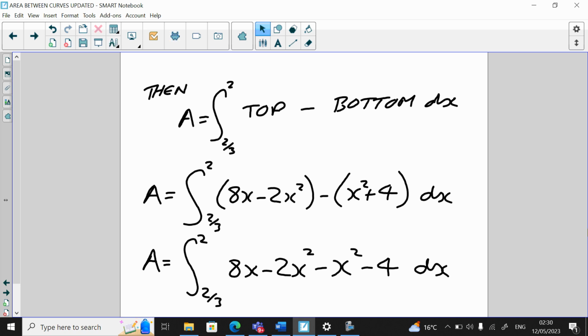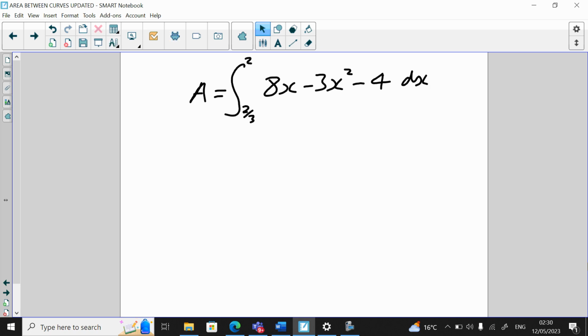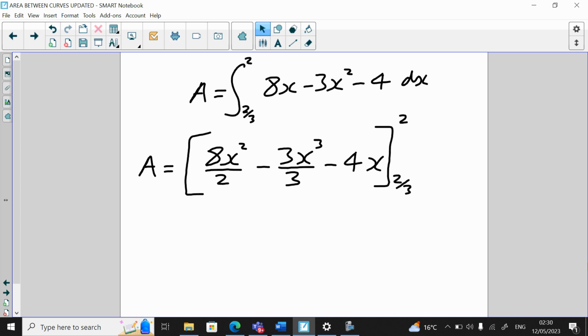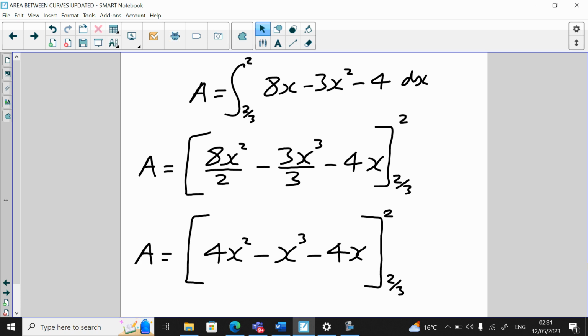Let's group similar terms. So we've got 8x, we don't have any other x terms, so it's 8x, the -4 is going to stay, but we'll get -2x squared minus x squared, it's going to be -3x squared. It's fine. Can't gather anything, let's integrate. Just use your appropriate rules. Integrate, so 8 over 2 x squared is 4x squared, 3 over 3 x cubed is just x cubed, and it's negative, and -4x is just left as it is. Right. Okay. They all have different powers of x, so nothing can get grouped any further.